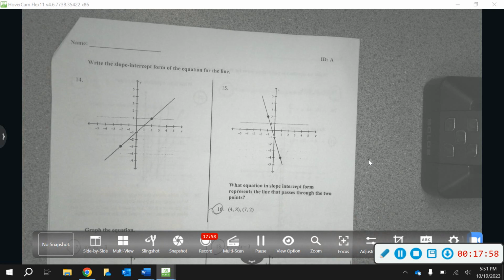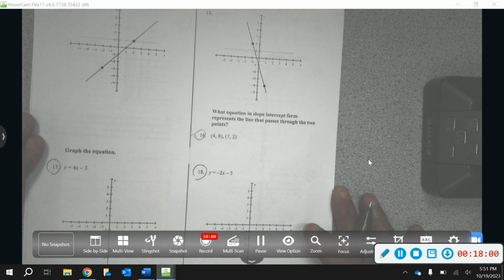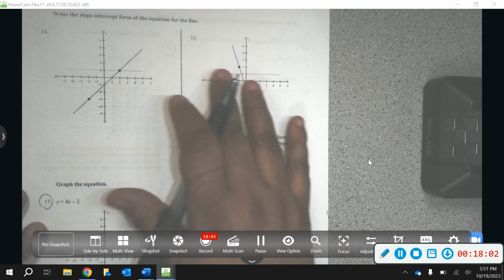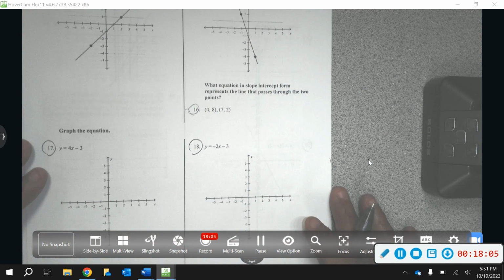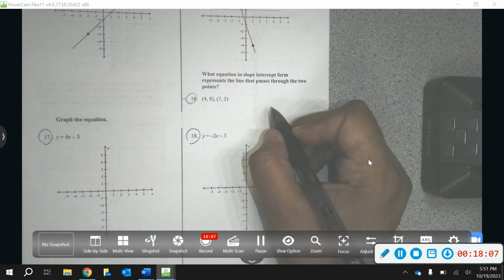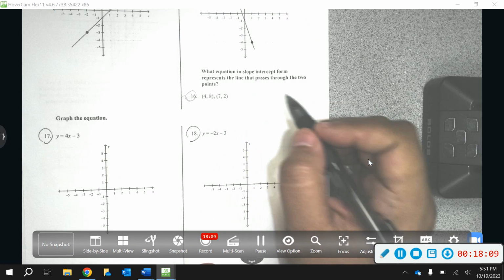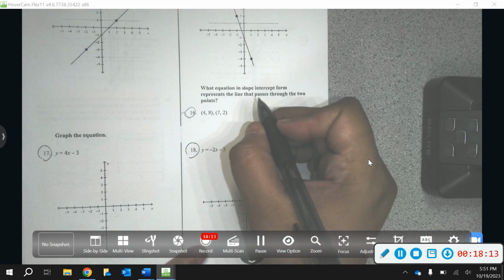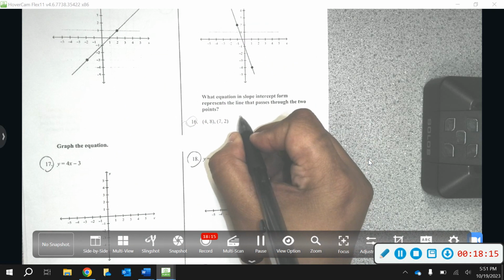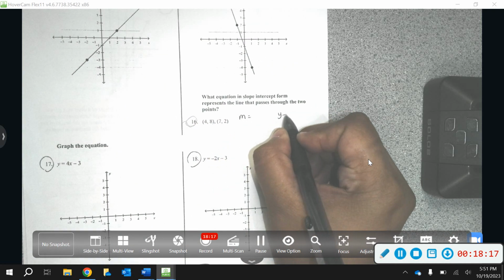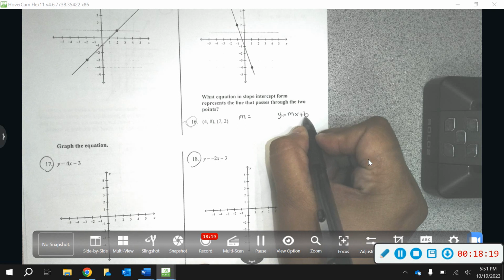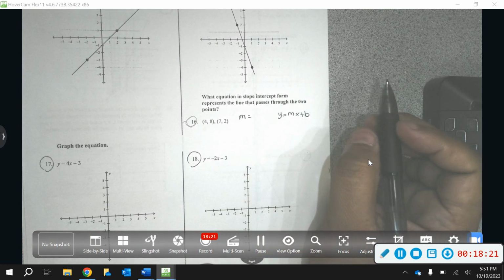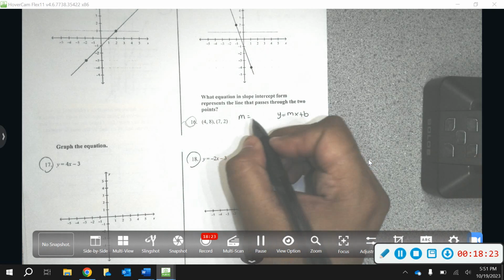All right, moving on, I want to go to number 16. These are just practice, just like you did in the beginning on numbers 3 and 4, if you needed them. I have 2 points. I need to find an equation between those 2 points. So what you're going to do is find your slope. Then you're going to do y equals mx plus b, and solve for my y-intercept.